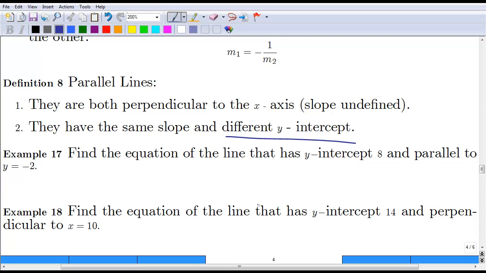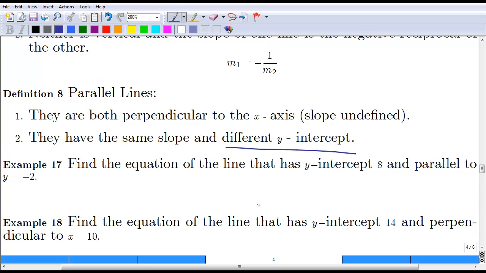So, a few examples. If we want to find the equation of the line that has a y-intercept of 8 and is parallel to the line y equals negative 2, we know that y equals negative 2 is a horizontal line, and if we want something that is parallel to this, we want another horizontal line, meaning that it is going to have a similar form, y equals. In this case, we are intersecting at 8, so we get the line y equals 8.